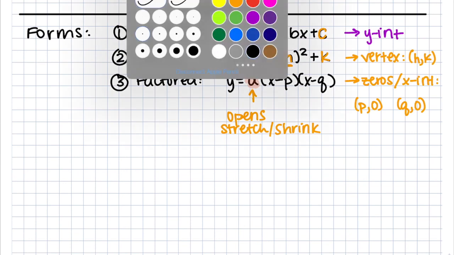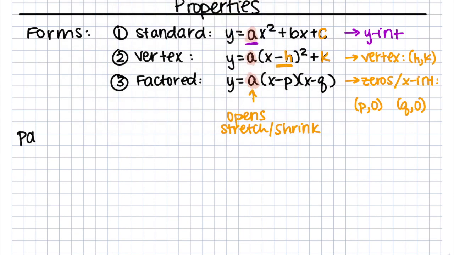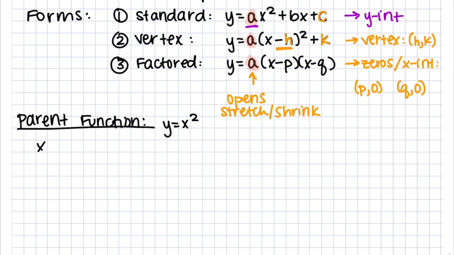So let's go ahead and graph what we call the parent function, and that is y equals x squared. This is the parent function because it is the simplest form of all of the other forms. This is in standard form. It's also in vertex form, it's just kind of hidden. Let's go ahead and make a table of values.